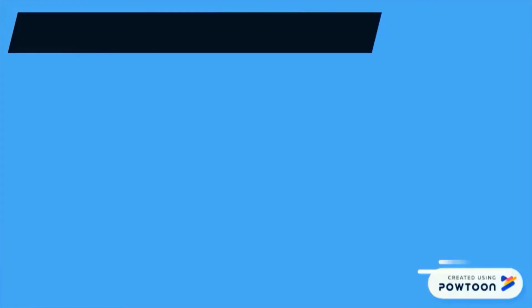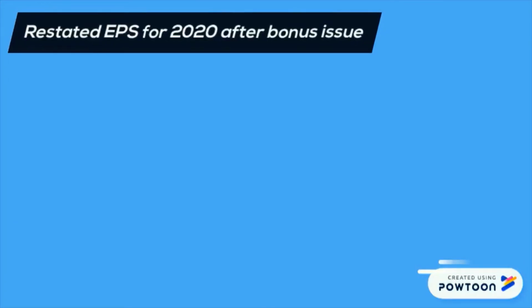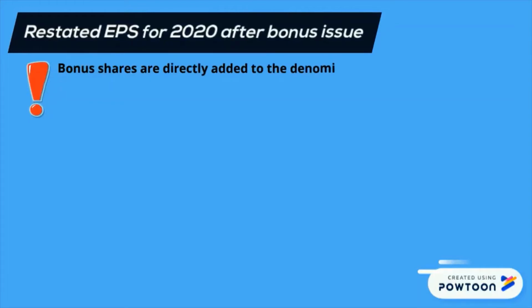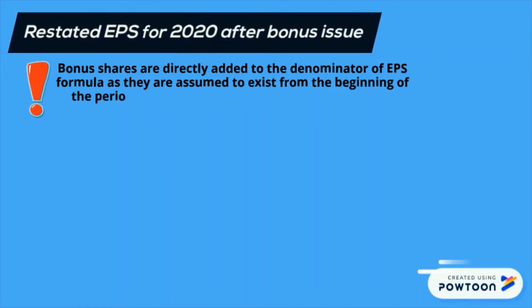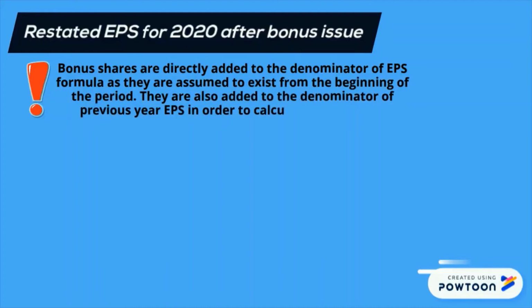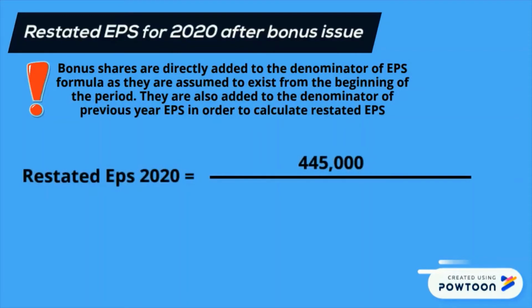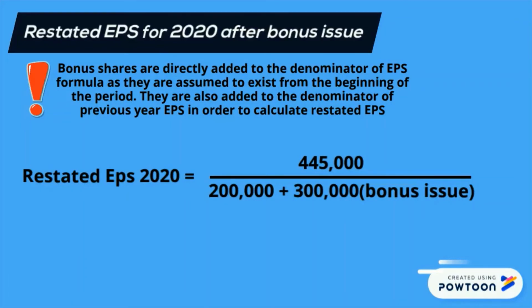For calculating restated basic EPS for 2020, it is important to remember that bonus shares are directly added to the denominator of the EPS formula, as they are assumed to exist from the beginning of the period. They are also added to the denominator of previous year EPS in order to calculate restated EPS. That is exactly what we will do. In the equation that we used to calculate basic EPS for 2020, we add the 300,000 bonus shares that were issued in 2021 to the denominator, and solve the new equation. The resulting restated EPS is 0.89.